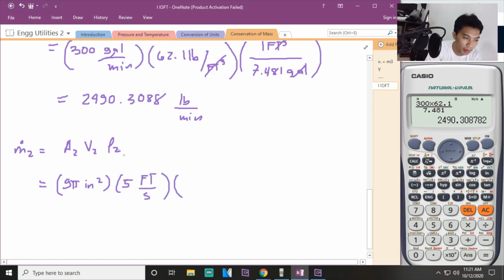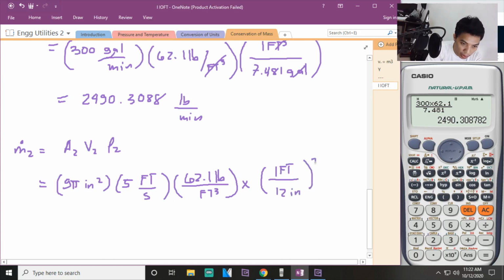And then, 62.1 pound per feet cube. Naka-feet cube. Kaya kailangan i-feet squared natin to. So, we will multiply 1 feet over 12 inch. Square natin yan para naka-feet squared. So, cancel na yung inch squared, yung feet cube. Ang matitira, pound per second. So, mumultiply na lang natin ng 60 seconds per minute. Okay. So, solve na natin siya.